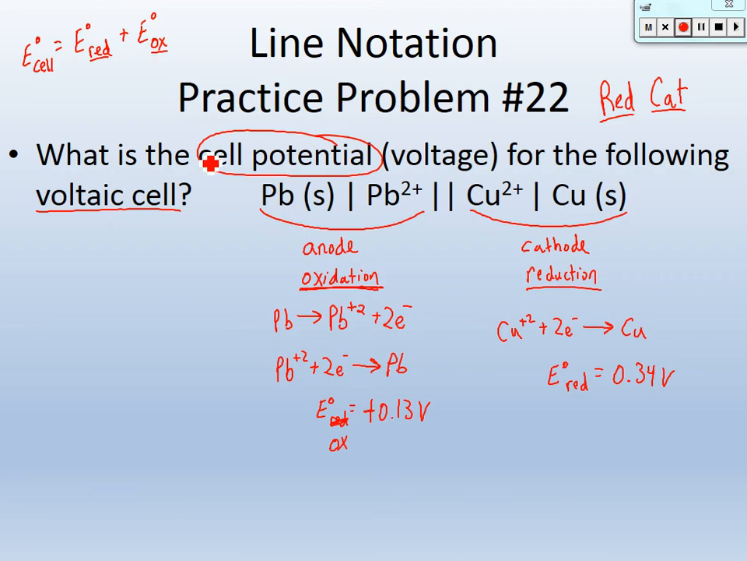So if we want to figure out the cell potential, we plug it in here. Our reduction was 0.34 volts, right here. And we're going to add that to the oxidation of 0.13 volts. Okay? So the electric potential of the cell is equal to, what does that come out to be? 0.47 volts. Okay, and so even if they give us the line notation, we can still figure out the potential of the cell.